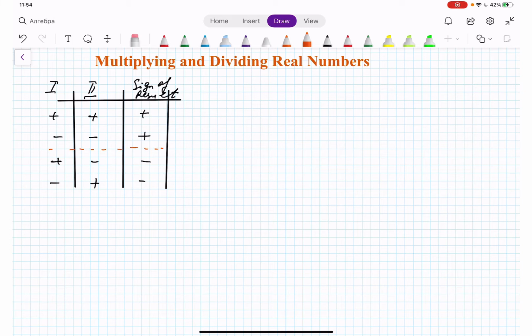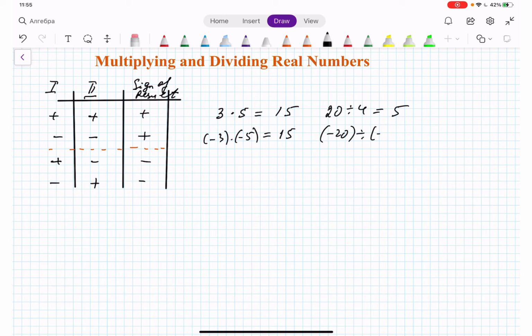So, example for each. We have, let's say, 3 times 5. Both of them positive, result is positive. If I am dividing, 20 divided by 4, positive, positive, result is positive. Negative 3 times negative 5, result is still positive. We multiply, but result is positive. Negative 20, we divide by negative 4. Result is the same, positive, because the signs are the same.